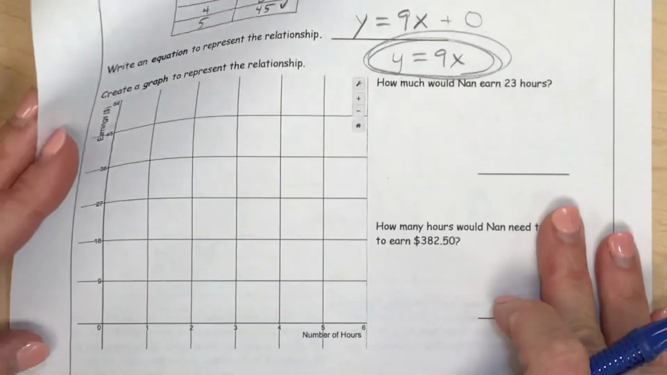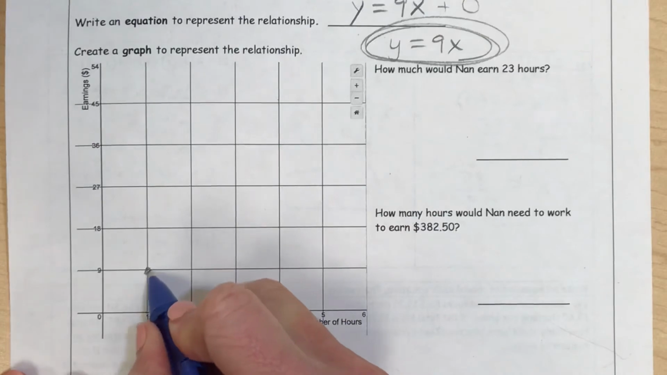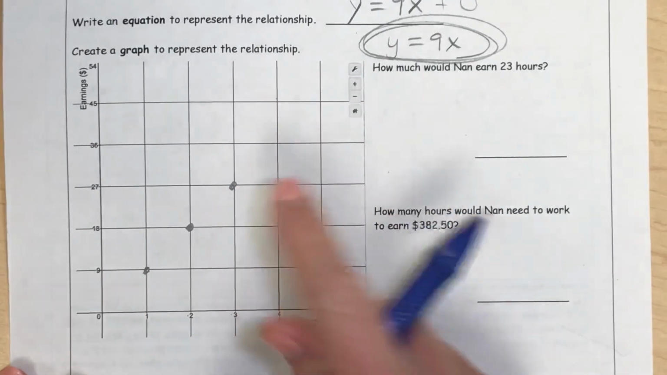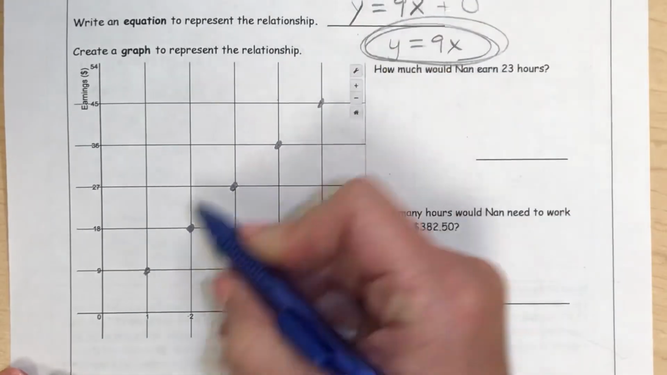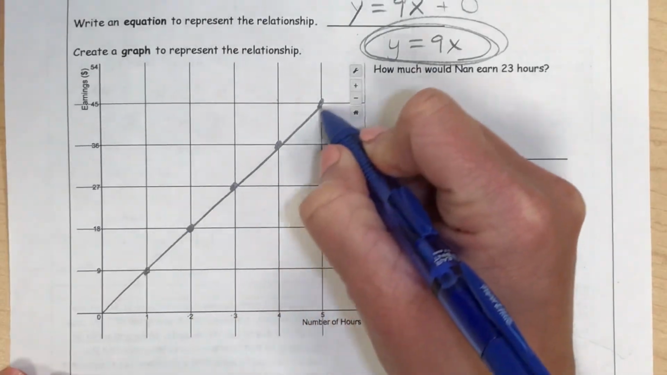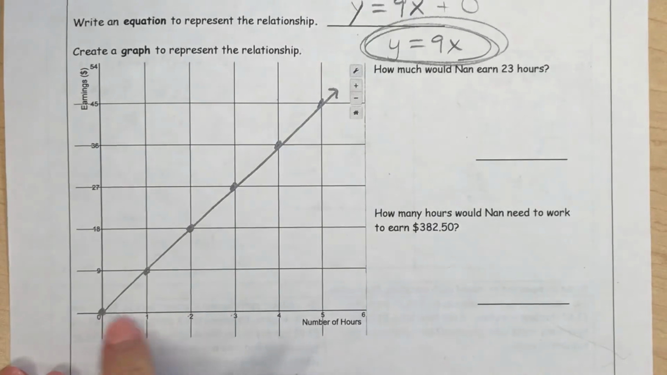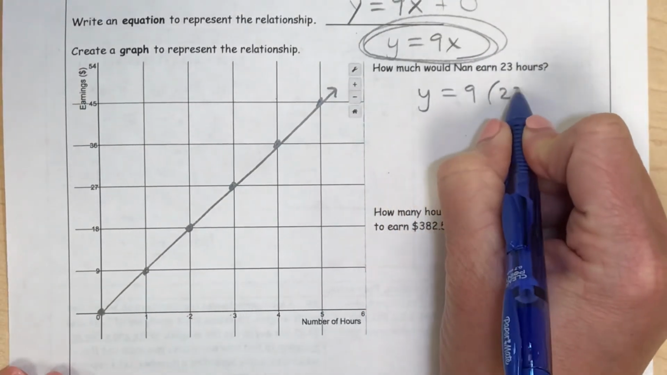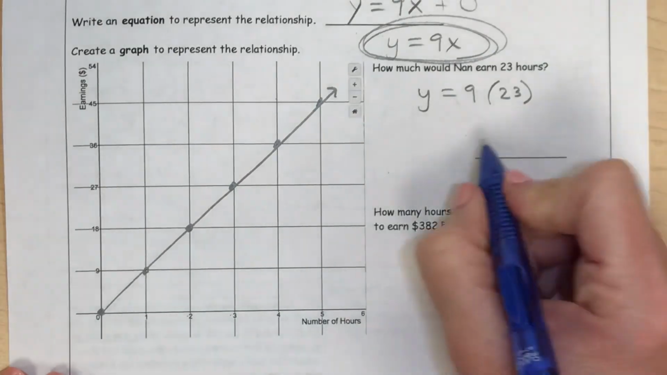Okay, now what we're going to do is graph. So at 1 hour, we make $9. At 2 hours, $18. 3 hours, you make $27. 4 is 36, and 5 is 45. So here's our line, and at 0 hours of work, you make $0. So at 23 hours, hours was my x, so that's going to go in for x. So 9 times 23, she would make $207.